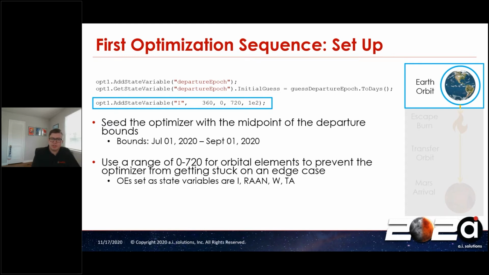As a note here, we're using a range of 0 to 720 for these orbital elements rather than the typical 0 to 360. This is because sometimes the optimizer can get sort of caught up on an edge case around that transition, around the 360 point. So by going 0 to 720, and then we'll normalize this later, it helps keep the optimizer from getting stuck and overall just improves convergence behavior.